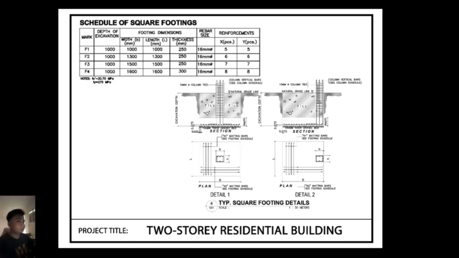Next, below the table we have the section views of the footing. This shows us the footing in the cross section, meaning as we slice it to see what's inside. The excavation depth is shown with the footings placed 1 meter below the natural ground line or the NGL.